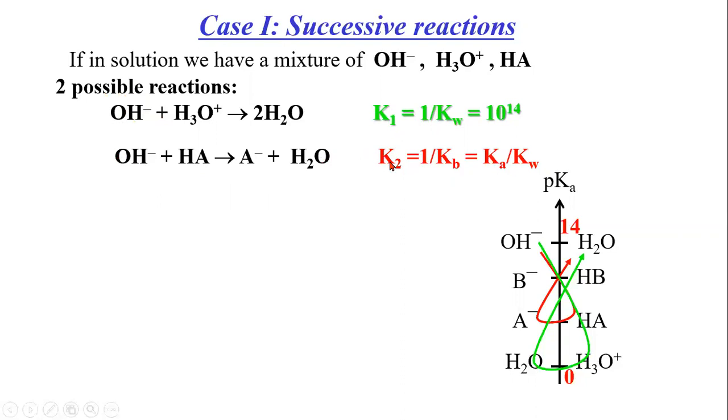Let's look at the second equation, K2. Look at it: that is simply A minus plus H2O in the opposite direction. That's exactly 1 divided by Kb, because the opposite way is simply my Kb for A minus, which is Kw divided by Ka. Clear?